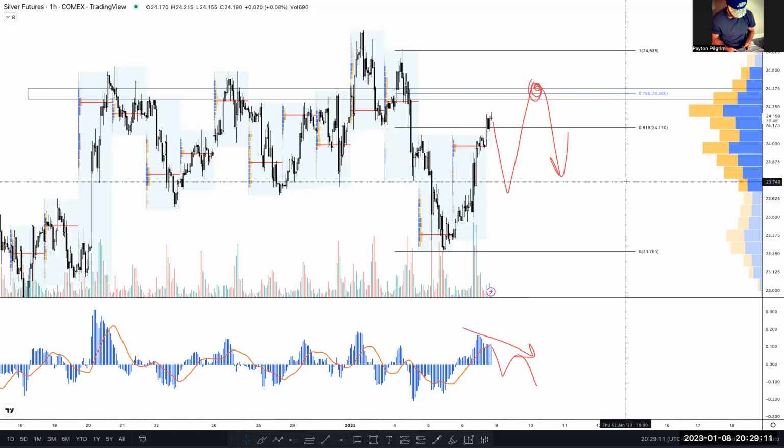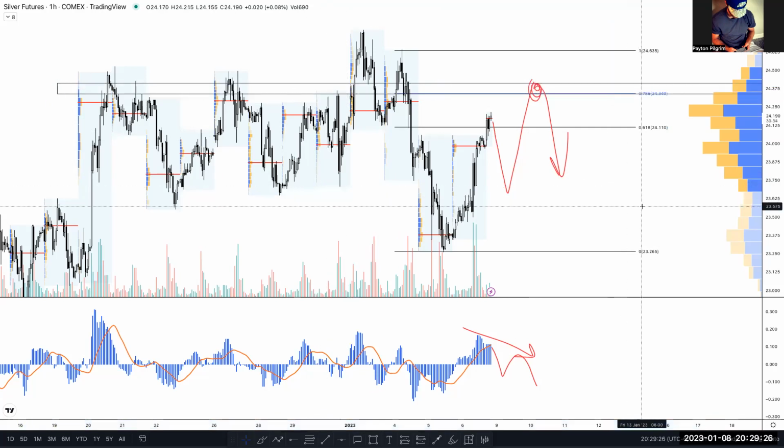I don't really trade silver that much, but if they both line up with the gold divergence and silver, the ABC wave with divergence into the 78.6 at an area where we have definitely reacted before, I will have to look at that possibility for sure.